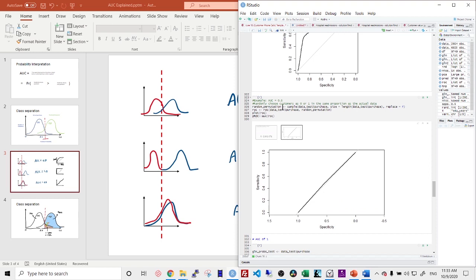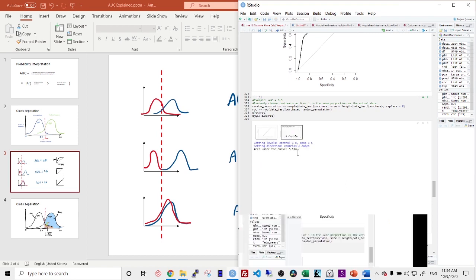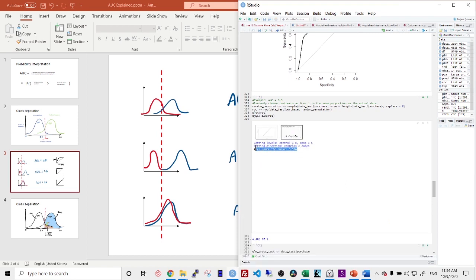You simply randomly choose the customers as 0 or 1 in the same proportion to the actual data. I do this by taking a permutation of the test set purchase column. In other words, I just randomly shuffle the column of purchases as 0 or 1. Just like there's a 47% chance overall that each person purchases, this shuffled permutation still has a 47% purchase rate overall. And then when you run this, you'll see that the AUC value comes out to about 0.5.